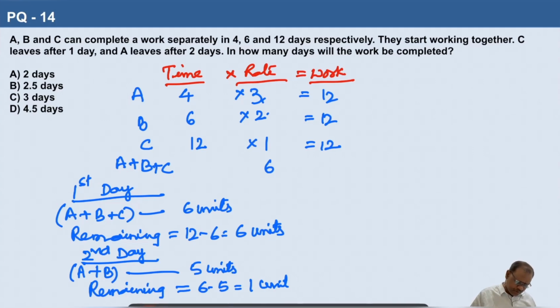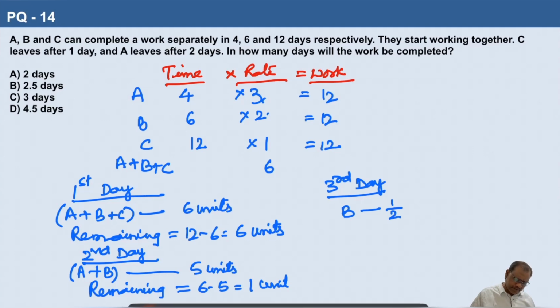So on the third day, who is working? So C left and A left. So only B is working on the third day. So B will complete, actually, he can do 2 units every day. But here we have only 1 unit. So he will do only half unit. Sorry, he will take only half day to complete 1 unit.